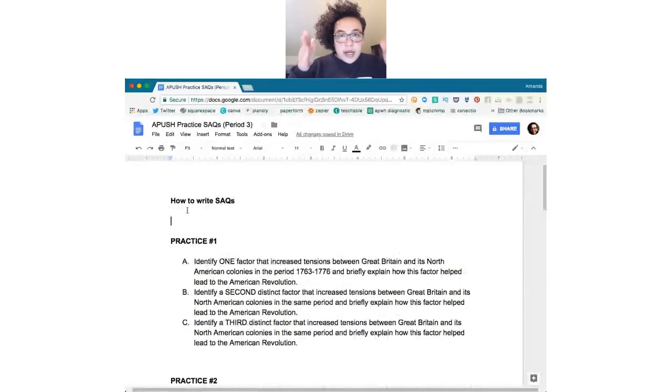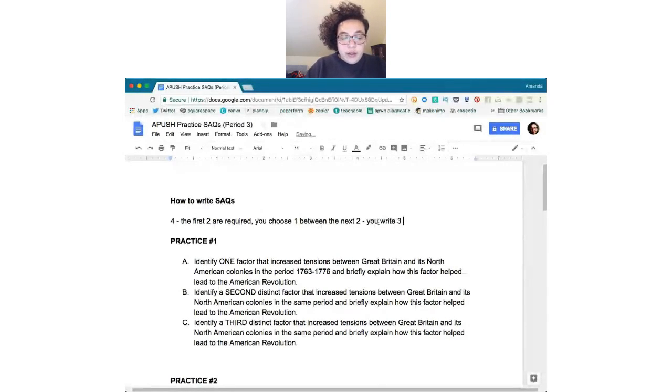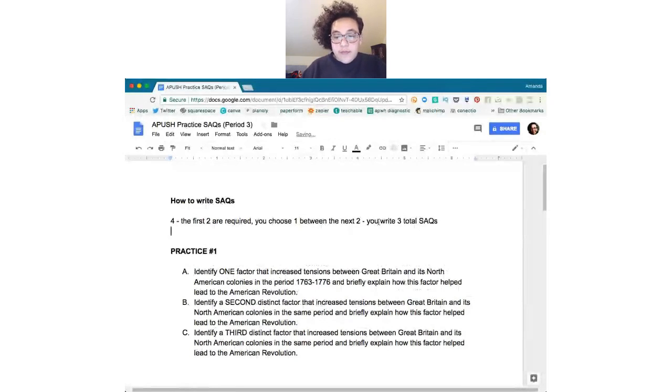All right, so before we cut to that, just a quick background on the SAQs. There's going to actually be 4 questions on the exam. The first 2 are required. So whatever the first 2 questions say, you have to answer those 2 questions, and then you choose from between the next 2. So you choose one. So you write 3 total SAQs, okay? So that's just a little background on that.